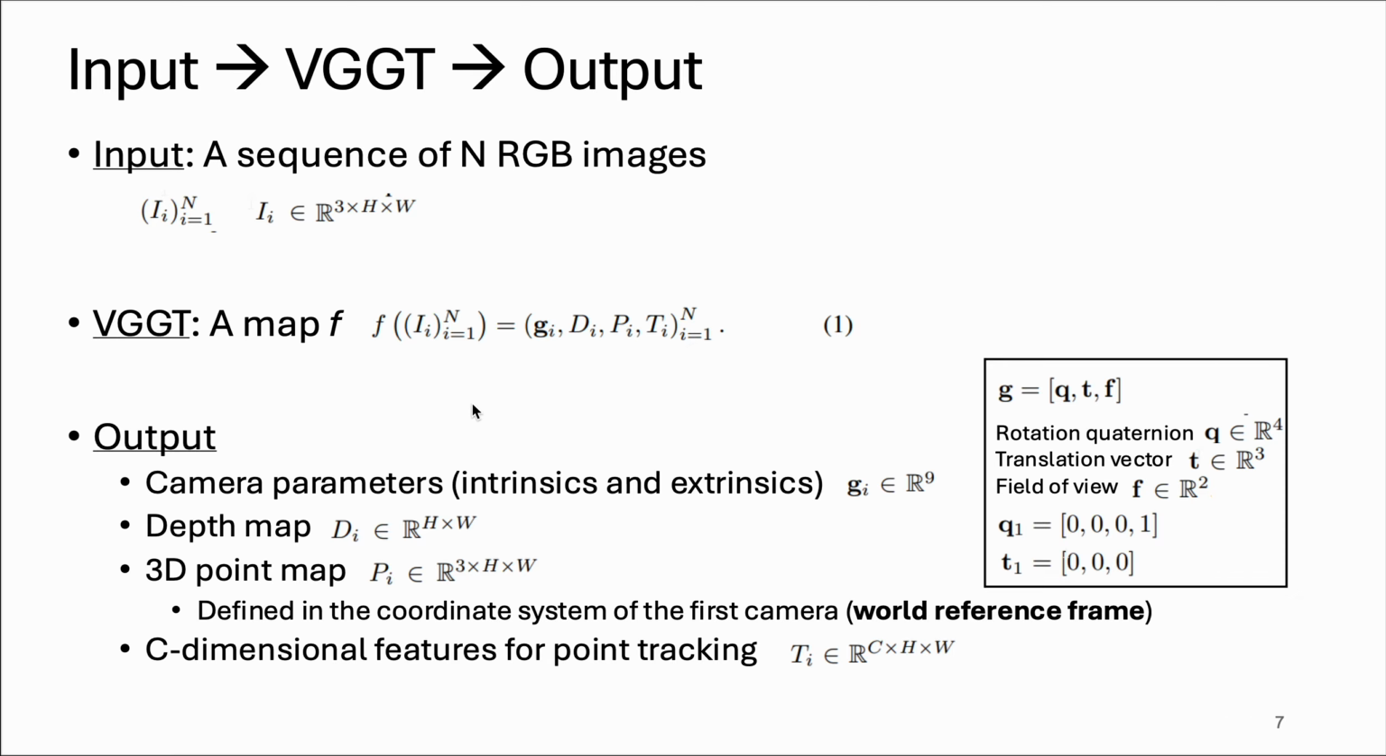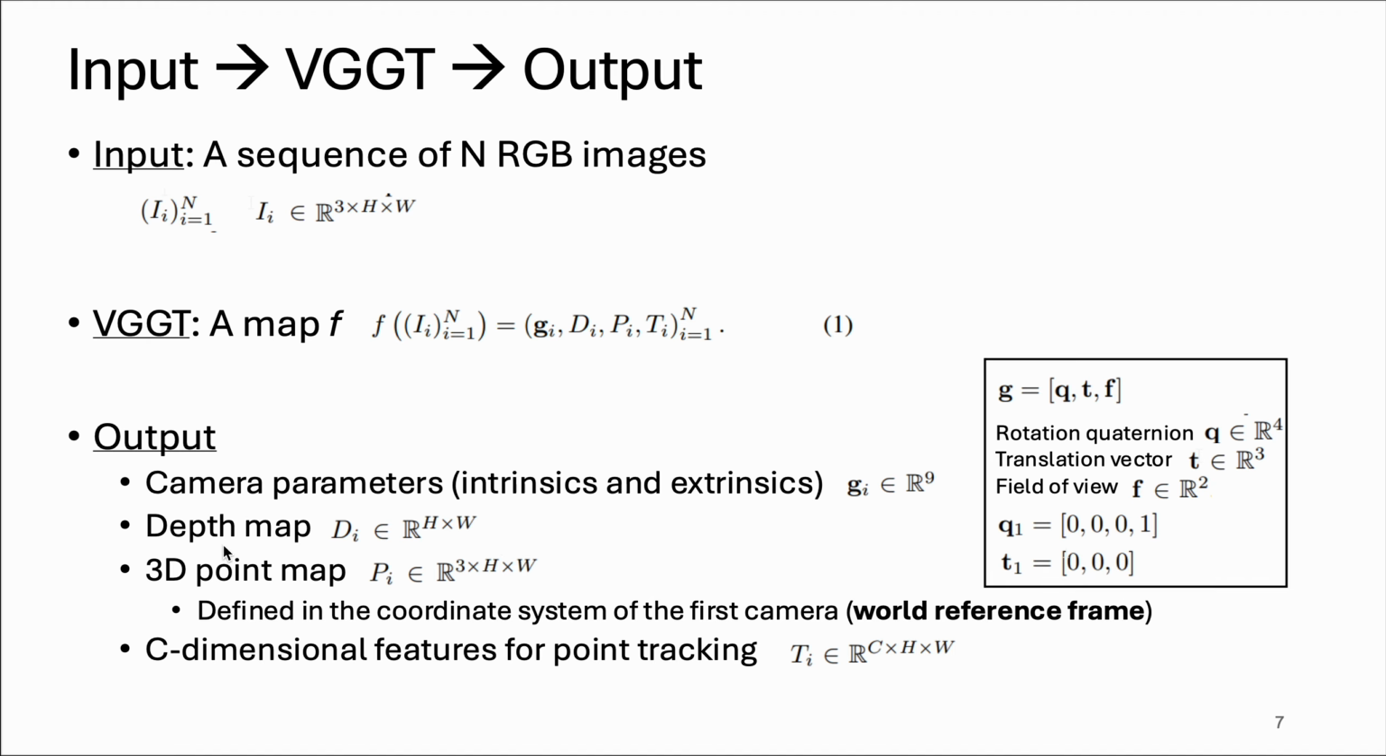So the first output is camera parameters, which is represented as g_i. g_i is a 9-dimensional vector which consists of rotation, which has 4 dimensions, the translation with 3 dimensions, and field of view with 2 dimensions. So altogether, the camera parameters are represented as a 9-dimensional vector.